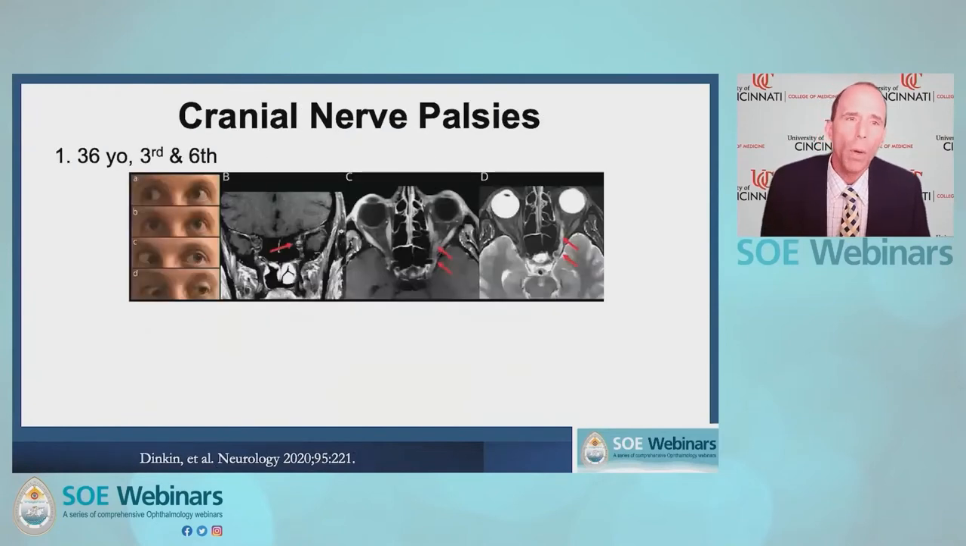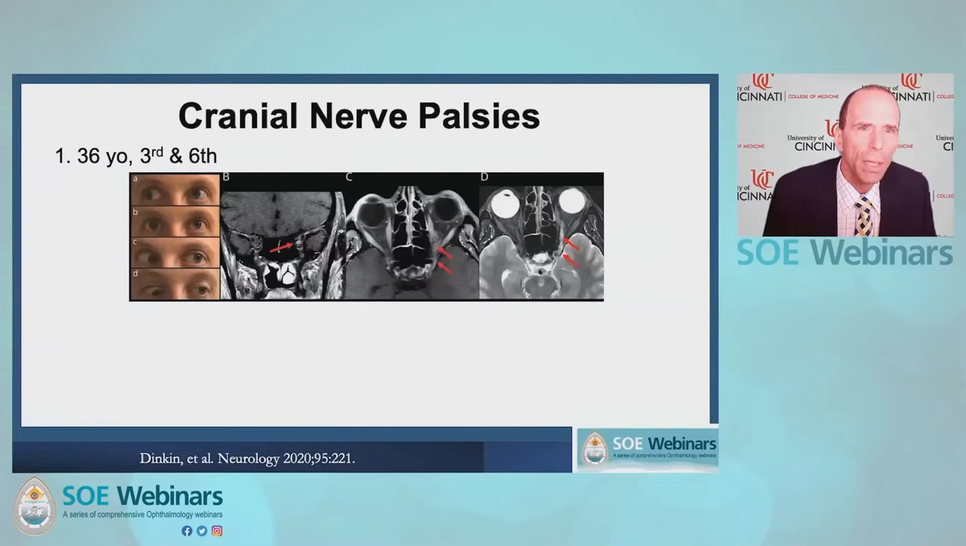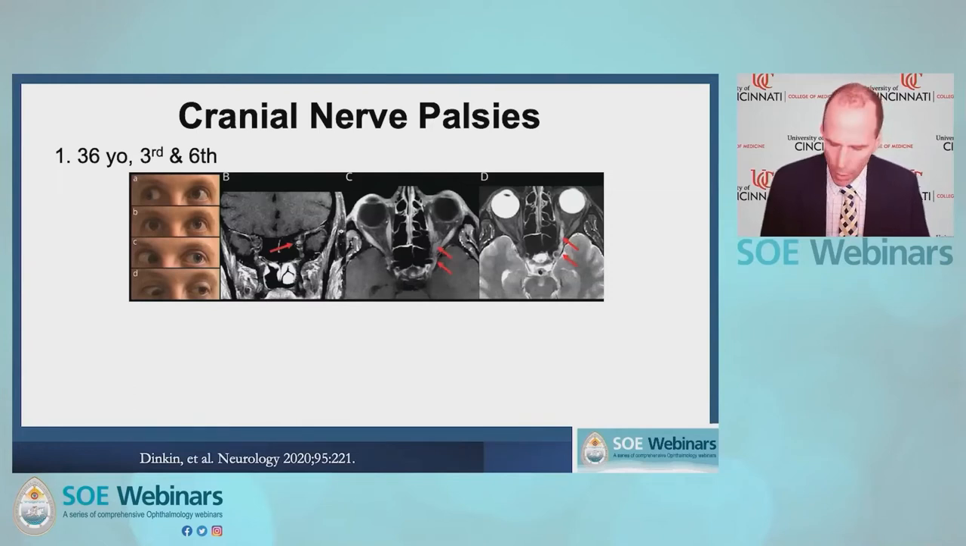There have been other reports of cranial nerve palsies. This patient from Dinkin and Associates had both a third and a sixth nerve palsy, very closely associated with the SARS-CoV-2 infection. The red arrows point out the mild left abduction deficit and depression deficit on the left, adduction deficit, and so on. It's mild. Interestingly, they did see prominent enhancement. The red arrows are pointing out the third nerve and its course and the enhancement of the nerve.